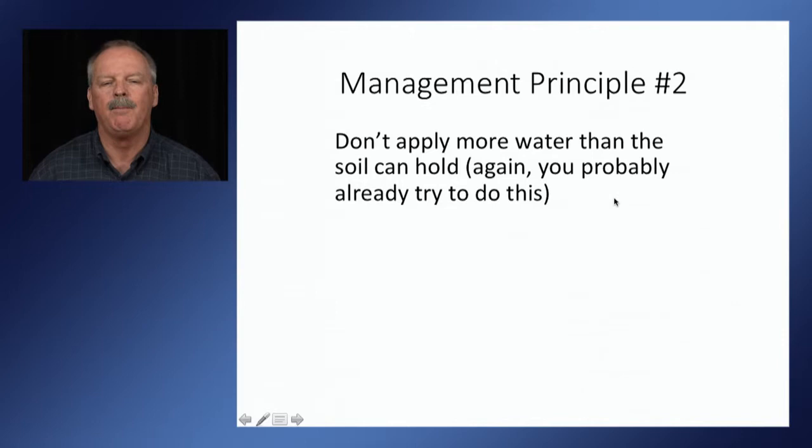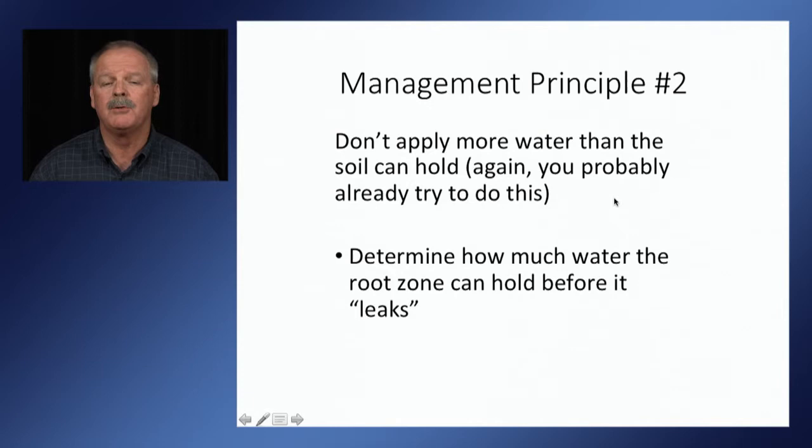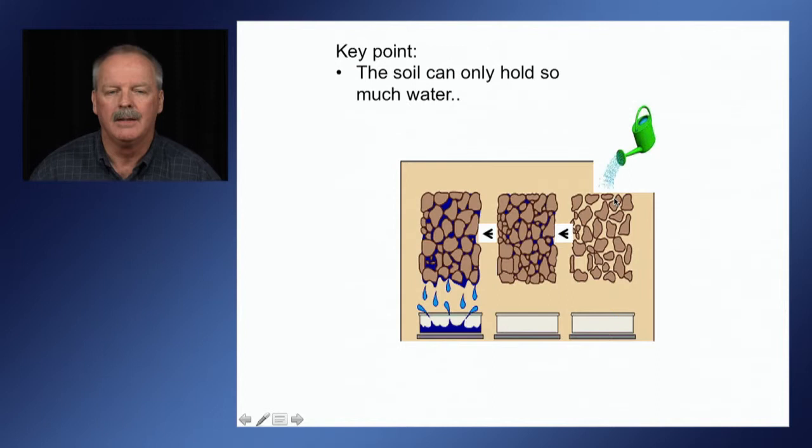So essentially at this point, you're determining how much water the root zone can hold before it leaks. And your folks are familiar with the key idea that the soil can only hold so much water. You start an irrigation event, the soil fills up, and at some point, if you continue to add water, it drops out the bottom, out the bottom of the root zone. This is where we're concerned with drought. If this amount is uncontrolled, it's water loss that could be used someplace else on your property.